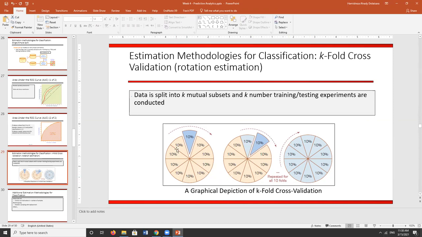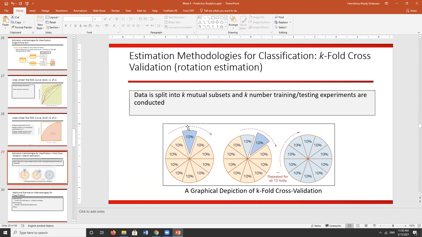One, two, three, four, five, six, seven, eight, nine, 10. So it's divided into 10 subsections. First, I just pick one of them. By the way, this division into 10 sections just happened totally randomly.